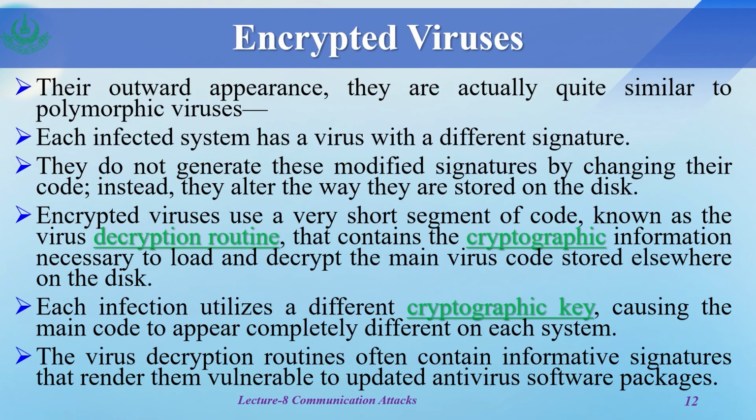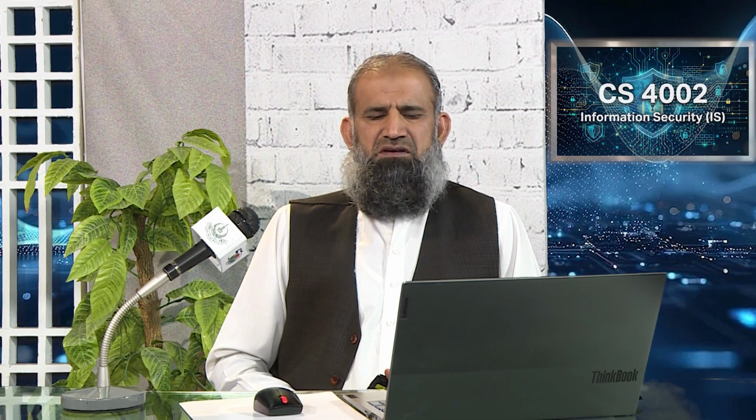Encrypted viruses use a very short segment of code known as the virus decryption routine that contains the cryptographic information necessary to load and decrypt the main virus code stored elsewhere on the disk. Each infection utilizes a different cryptographic key, causing the main code to appear completely different on each system. The virus decryption routines often contain informative signatures that render them vulnerable to updated antivirus software packages.